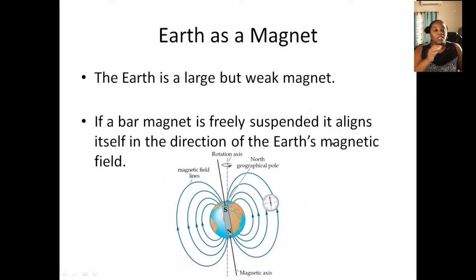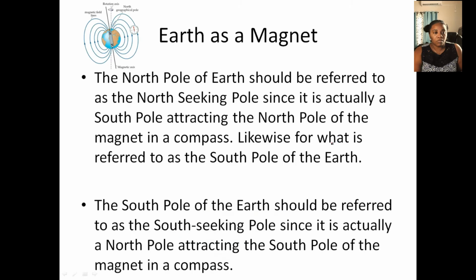Now the earth is a large but weak magnet. If a bar magnet is freely suspended, it aligns itself in the direction of the earth's magnetic field. The north pole of earth should be referred to as the north-seeking pole, since it is actually a south pole attracting the north pole of the magnet in a compass. Likewise for what is referred to as the south pole of earth.